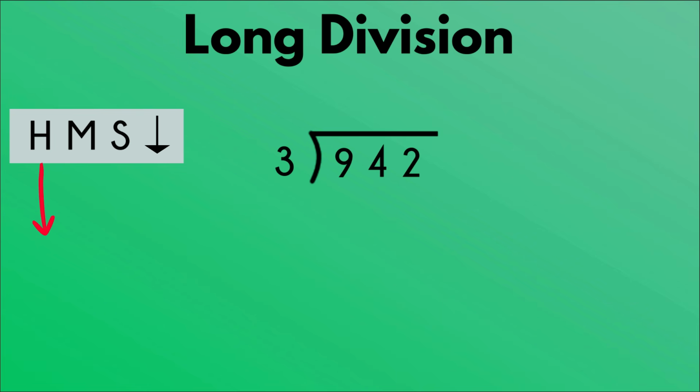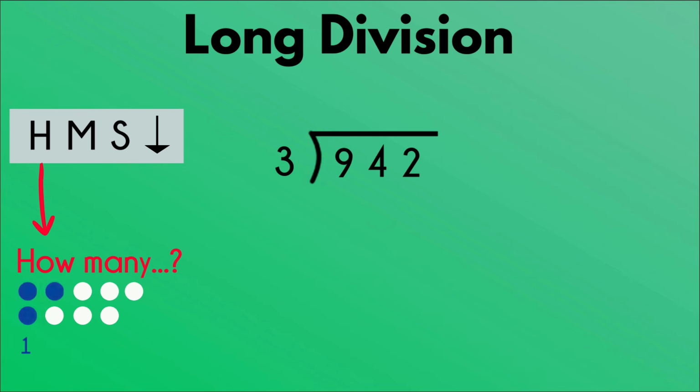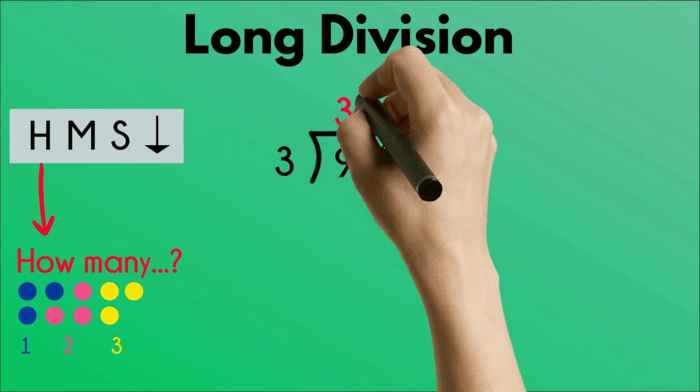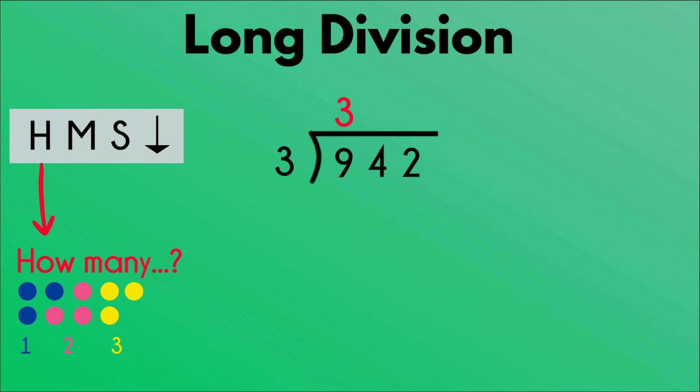First is the H, which stands for how many. How many 3's fit into 9? 3 fits into 9 3 times. So now we have the first digit of our answer, 3. We write it up where our answer goes, making sure we write it above the hundreds.